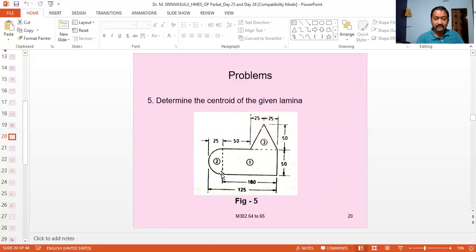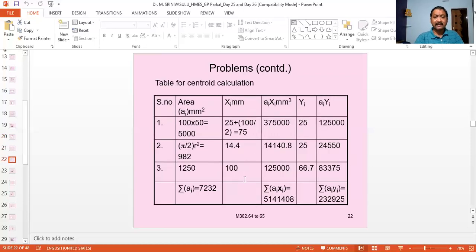But it is again at a distance of 25 millimeters from the y-axis. So x1 is equal to 25 plus 100 by 2, so 25 plus 50, it is equal to 75. And the term a1 into x1 is becoming 375000.